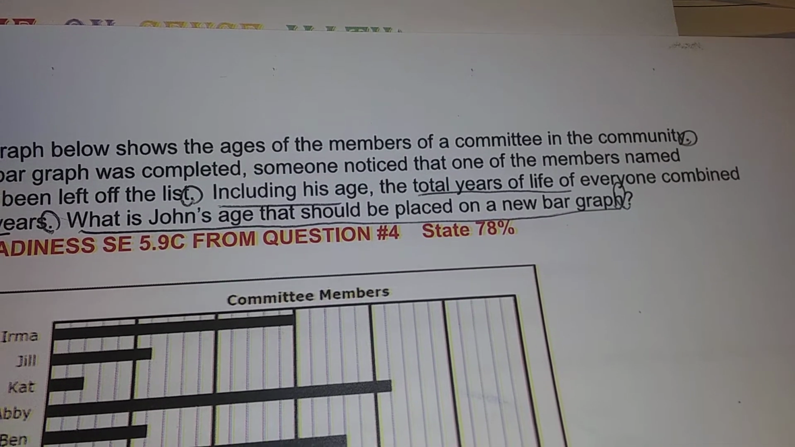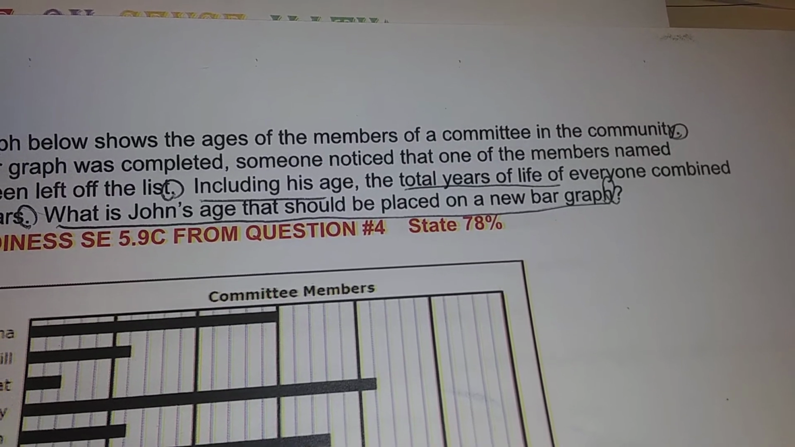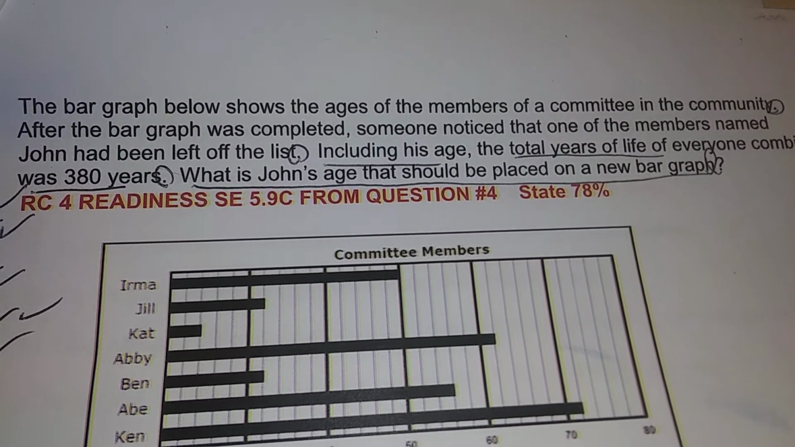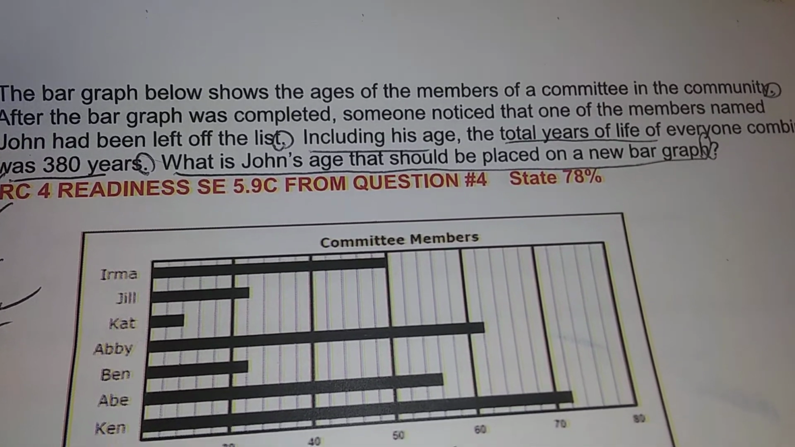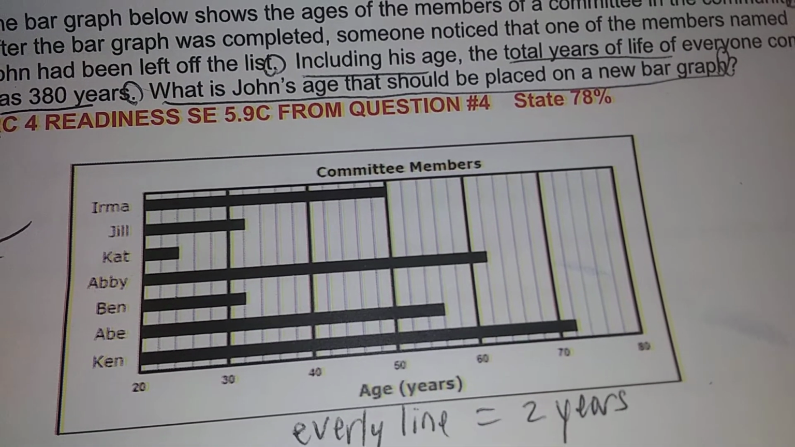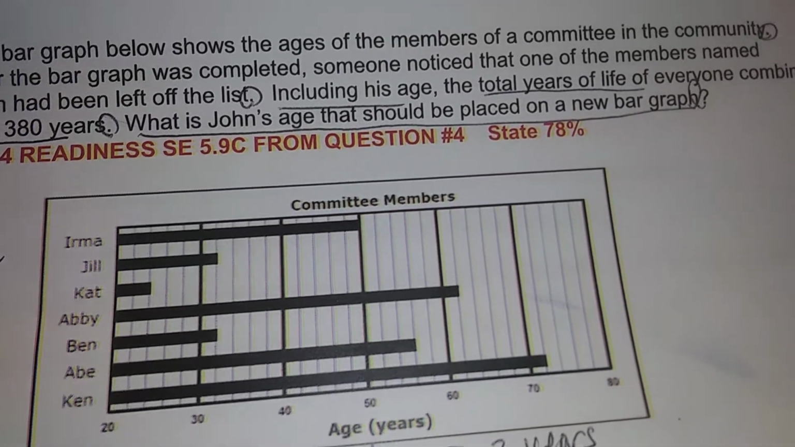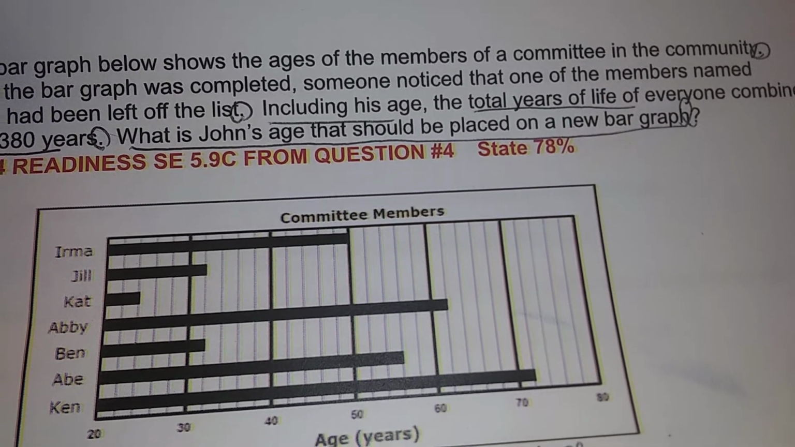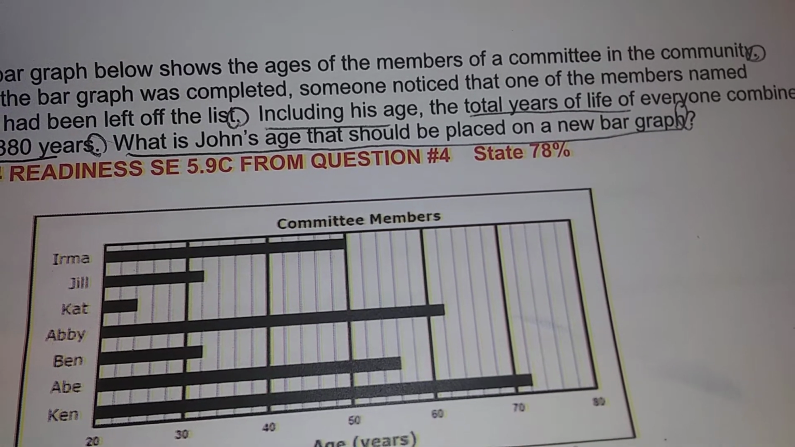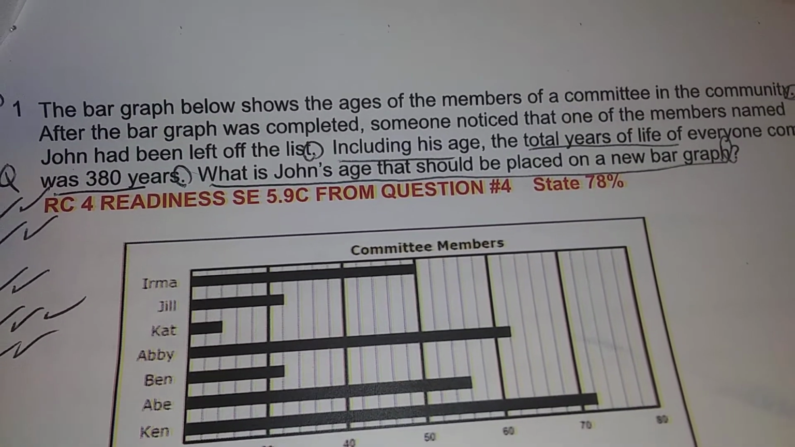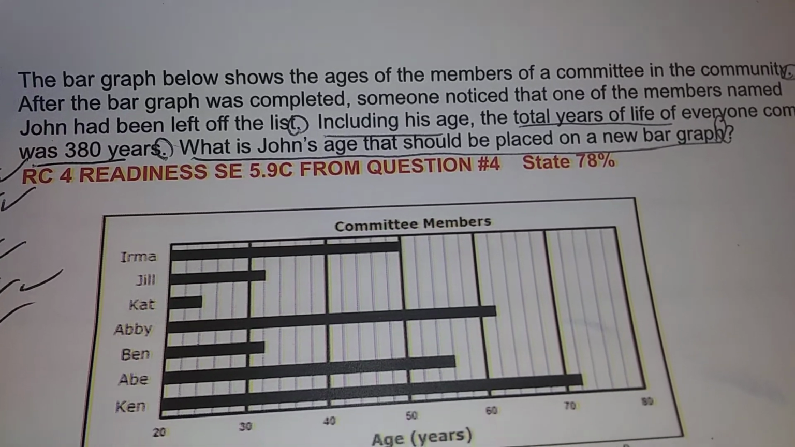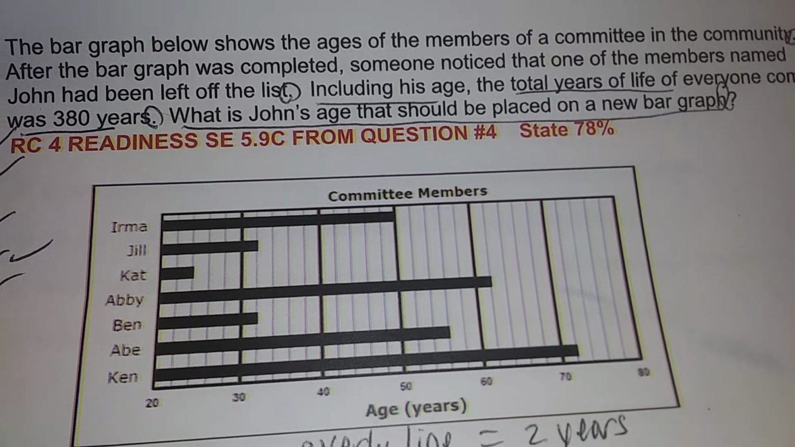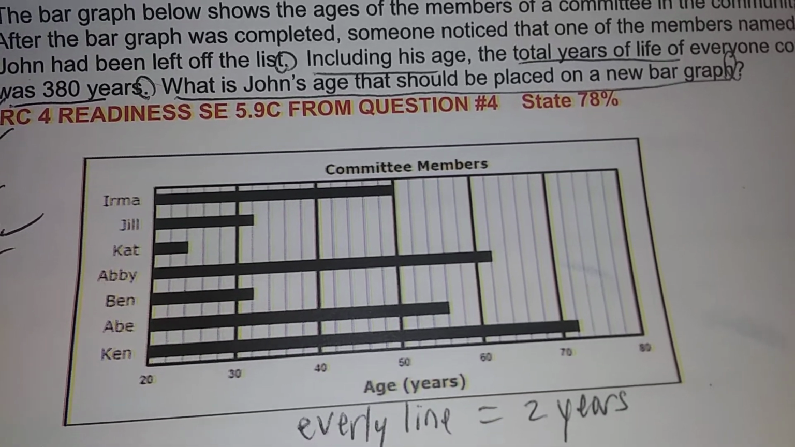Including his age, the total years of life of everyone combined was 380 years. Okay? That means we're going to have to figure out, according to the question, what John's age is that should be placed on a new graph. So if the total has been given, we've got to practice teaching the kids to understand that once you have the total, then you're normally going to subtract.